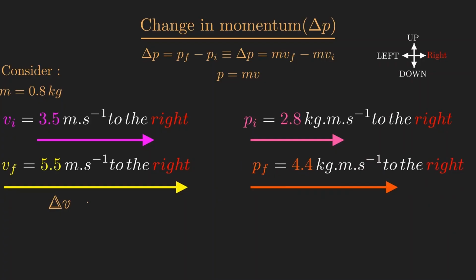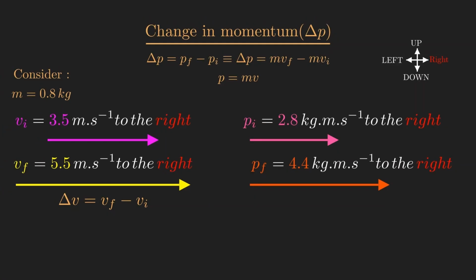Okay, what about change in velocity? Change in velocity, delta, means final quantity minus the initial quantity. So delta V is V final minus V initial, which we can approach as adding the negative of the initial velocity to the final velocity. So V final minus V initial is 5.5 minus 3.5, and we can draw the vectors.